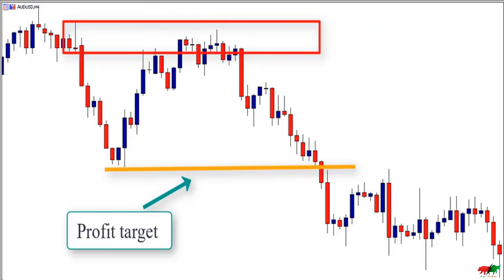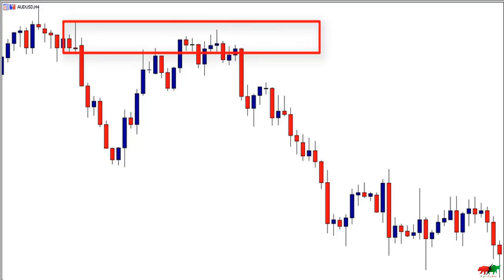So this is how we use pin bars as confirmation signals in conjunction with supply and demand zones.